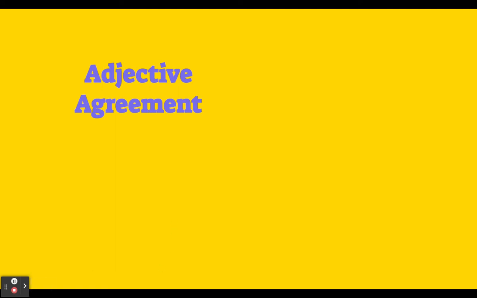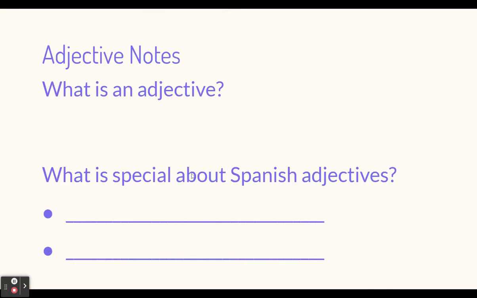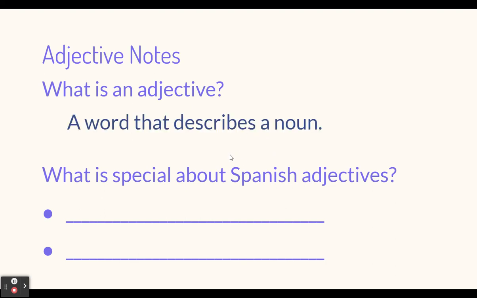Today we're going to talk about adjective agreement. Now, we've been working with adjective agreement for almost every year in Spanish class, and so hopefully this can be just a review. So first off, we're going to start out with what is an adjective. Remember, an adjective is a word that describes a noun.